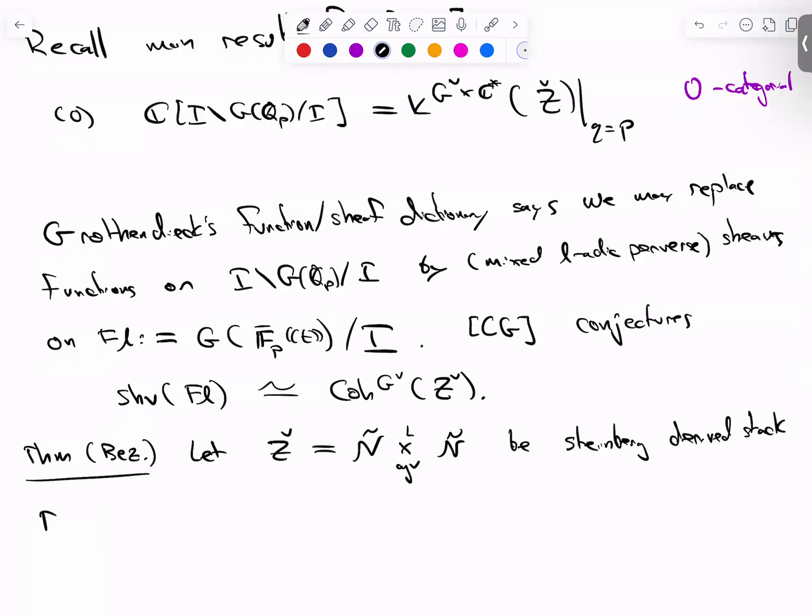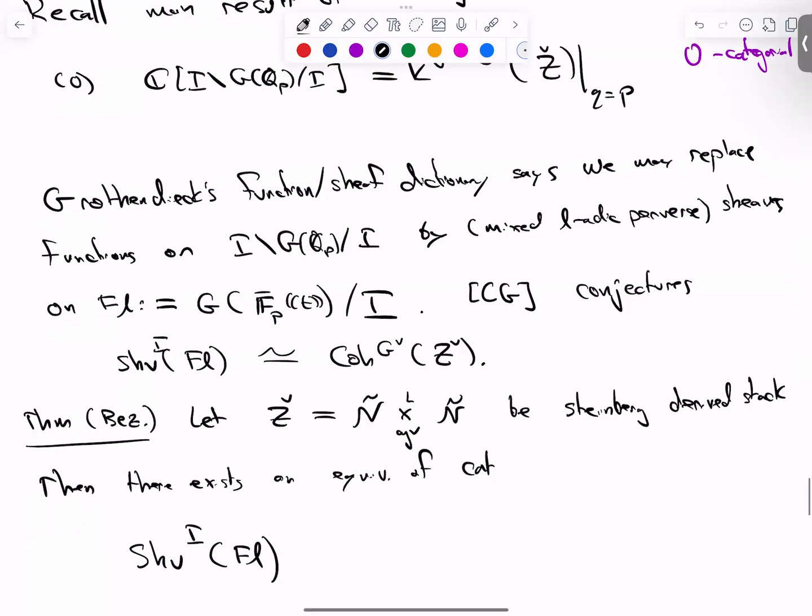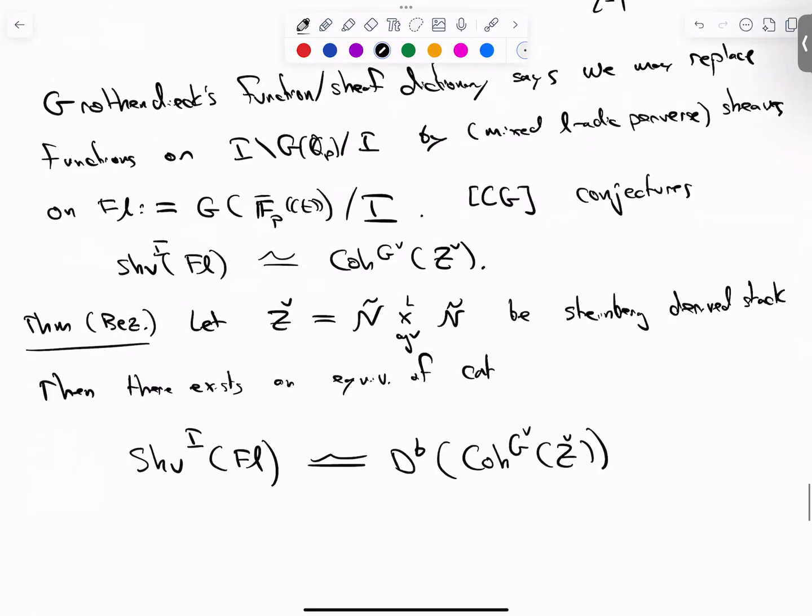Then there exists an equivalence of categories between equivariant sheaves on the affine flag variety. Yeah, maybe I will write that, modify this over here as well. And the bounded derived category of coherent sheaves on Steinberg.